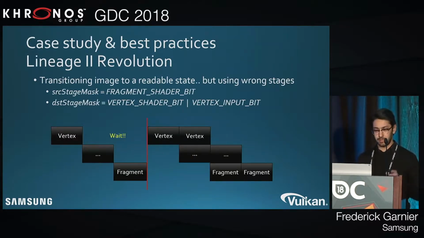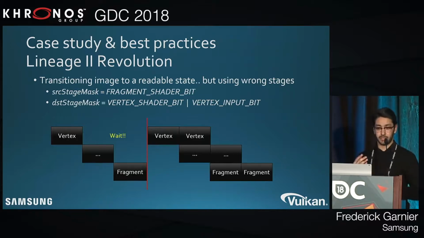OK, so now that I've got that out of the way, I'll go through some of the real cases we went through with pipeline barriers. This case is for Lineage2 Revolution by Netmarble. This was a case where an image was being transitioned to a readable state for it to be sampled by the fragment shader in another pass.